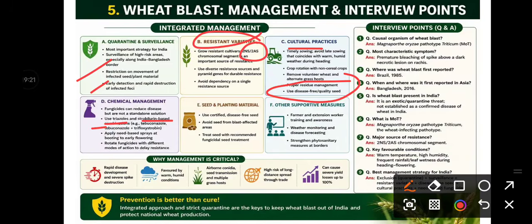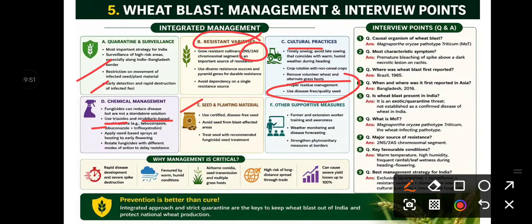Then seed and planting material: use disease-free seed, avoid seed from blast affected areas, then treat seed with recommended fungicidal seed treatment. Other supportive measures include farmer and extension worker training and awareness, then weather monitoring and disease forecasting, then strengthening phytosanitary measures at the border region, especially the eastern part of the country.